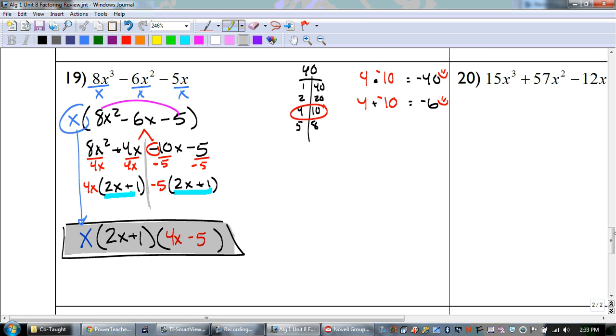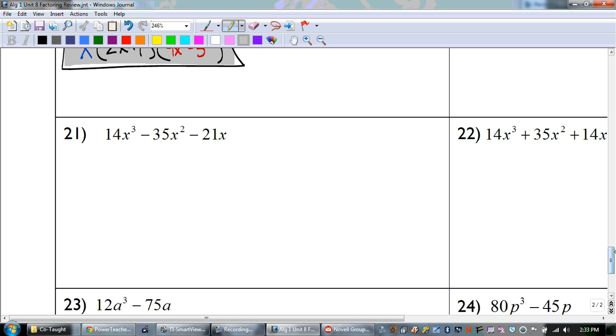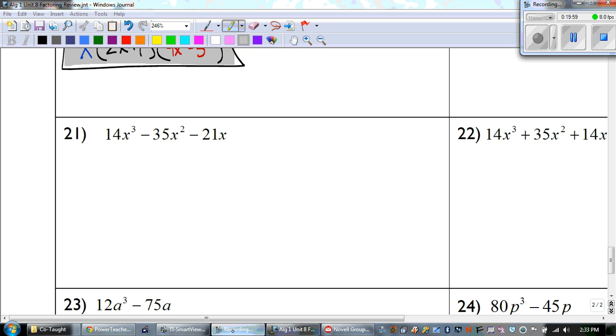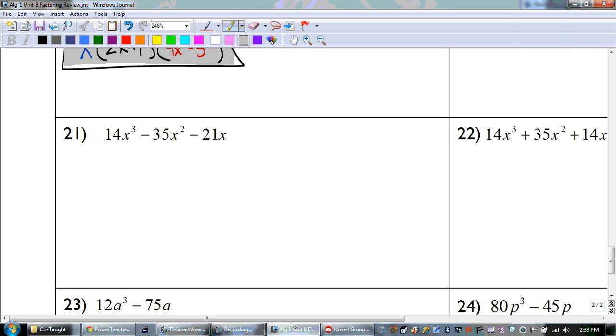All right, 2 more. 21. Always check: is there a GCF? Yes. Okay, first off, I see they all have x's, so I can take out an x. But 14, 35, and 21, I can take out a 7. So my 7x comes out front, and I'm left with 2x squared minus 5x minus 3.